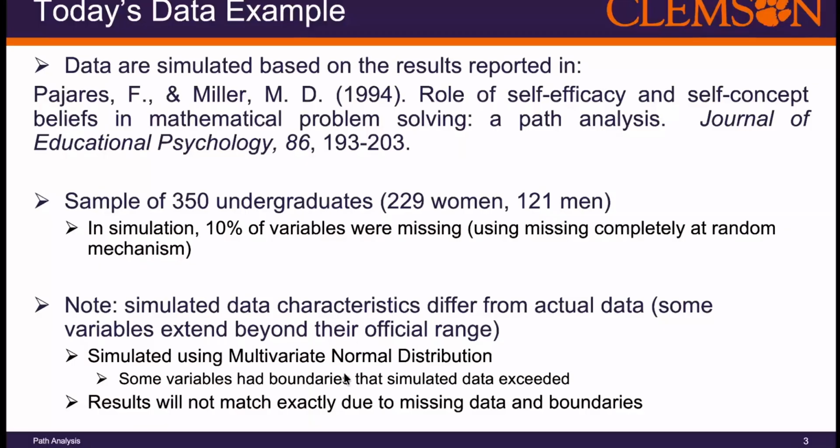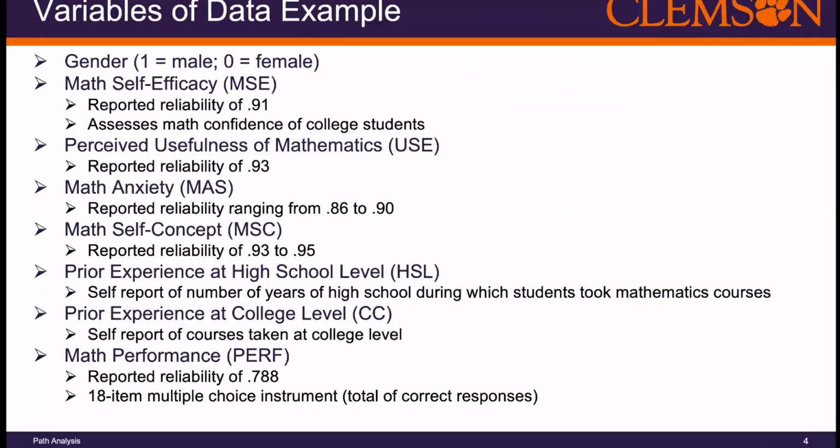You'll note that the results won't match exactly what the paper has. Part of the issue is coming from the simulation. Part of it is the range of variables. Some of the variables in this study had truncated ranges, so floors and ceilings on psychological assessments or tests. So if you see these results and look at the paper and say, oh, they're not the same, that's part of the business of simulated data.